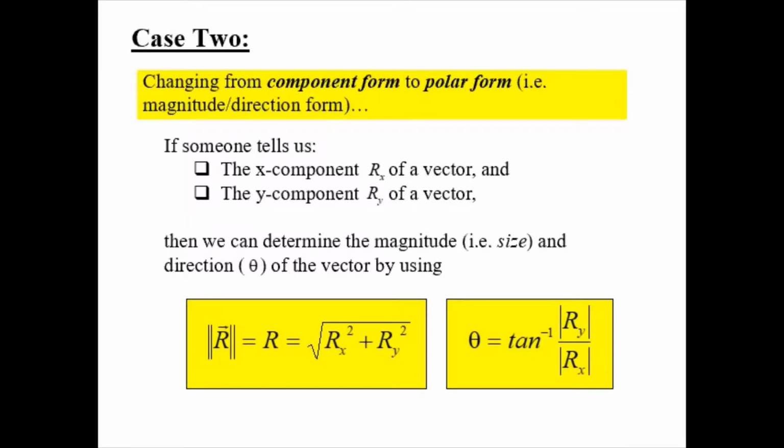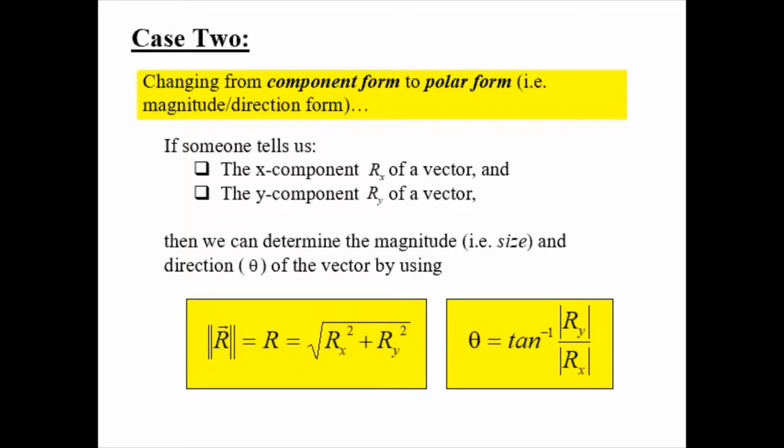Case 2 is the other way around. We want to be able to go from the component form to the polar coordinate form. And the reason for that is, what if my instrumentation, for example, to measure the velocity of the wind, gave me the information in an IJK type of format? I want to be able to get that into polar coordinate form or the magnitude direction form in order to explain to somebody what the vector is.